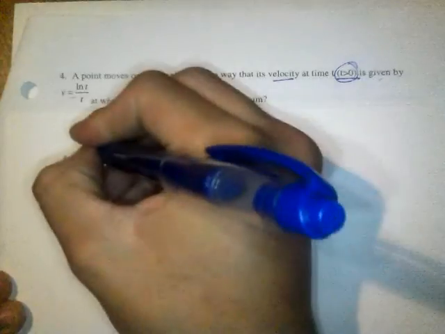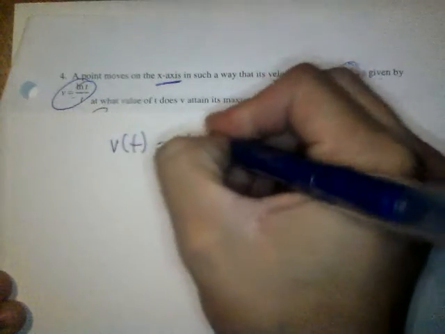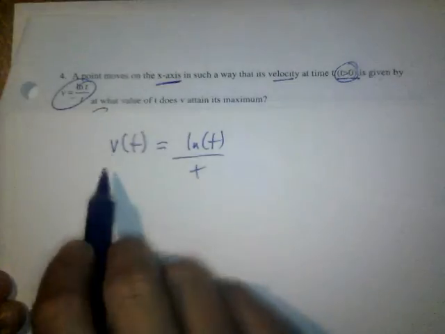Hello everybody, we're going to look at number 4 right now in the quiz. It says a point moves on the x-axis in a way such that its velocity at time t, when t is greater than 0, this is actually important, is given by v equals ln of t over t. Normally, this is the same thing as v of t equals ln of t over t. Note, v of t is just the function, what it's a function of.